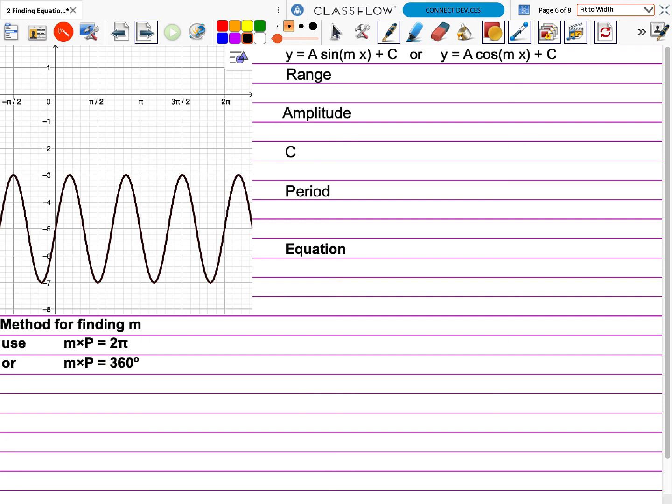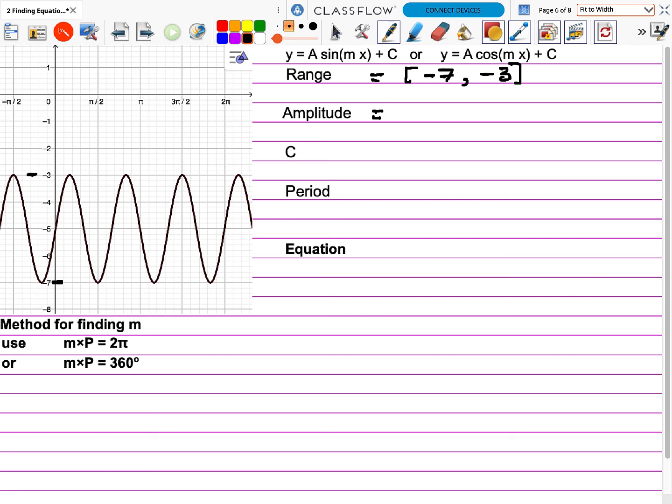What we have here is the range. So what's the lowest y value? Well, the lowest y value is equal to minus 7. So we've got the closed interval starting at minus 7, and it goes up as far as minus 3. So there's the range from minus 7 to minus 3, the lowest y value to the highest y value.